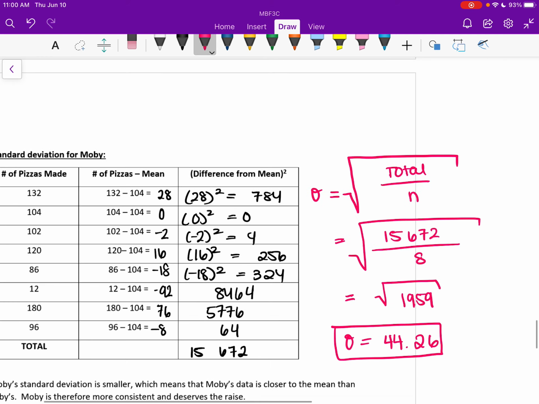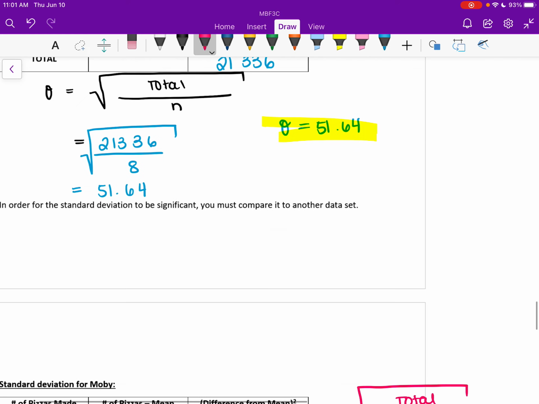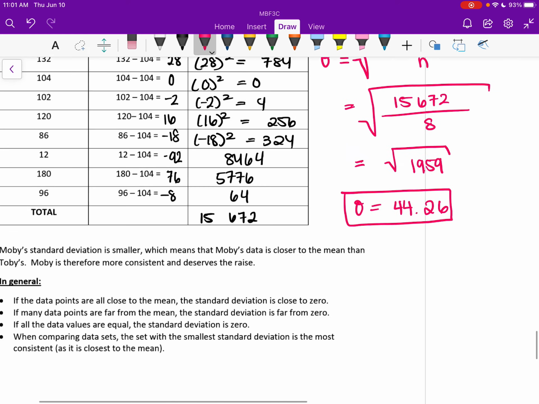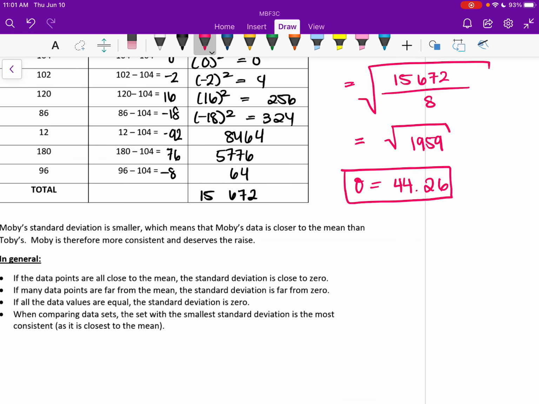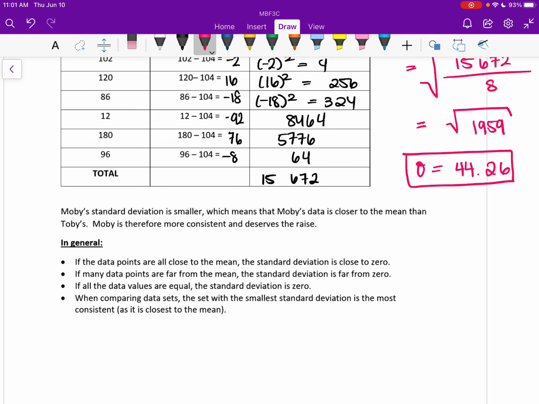So now this is significant. Notice how your standard deviation is lower here than it was here. Here it was 51. Here it is 44.26. What this basically means is that because Moby's standard deviation is smaller, right? It means that Moby's data is closer to the mean than Toby's. So Moby is more consistent and deserves a raise.